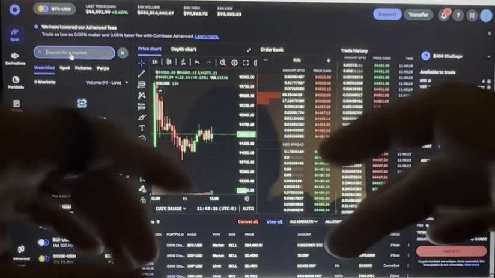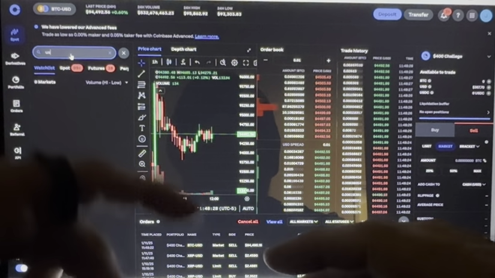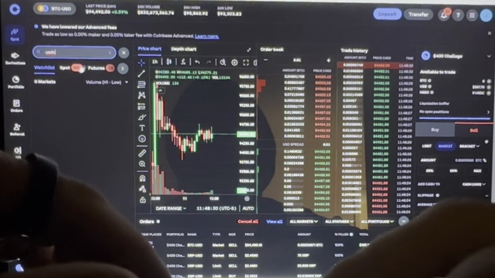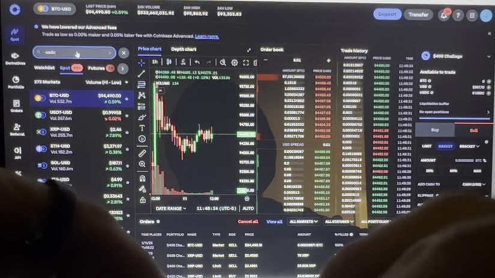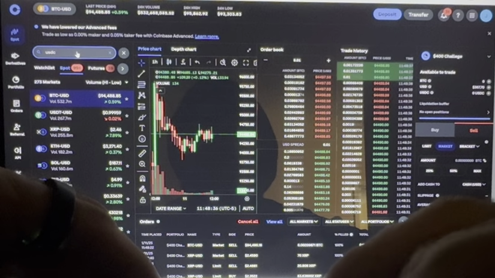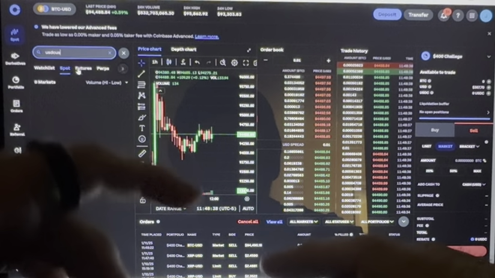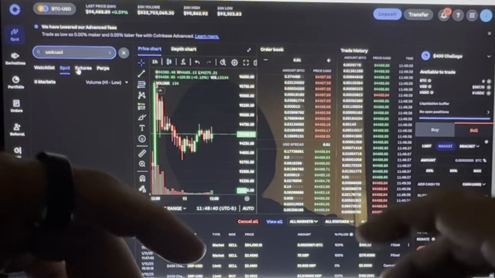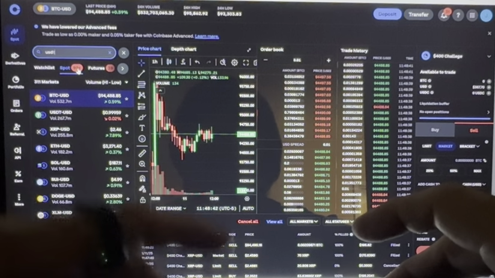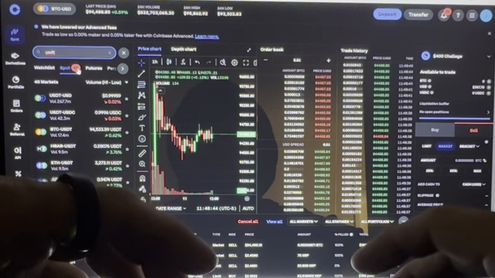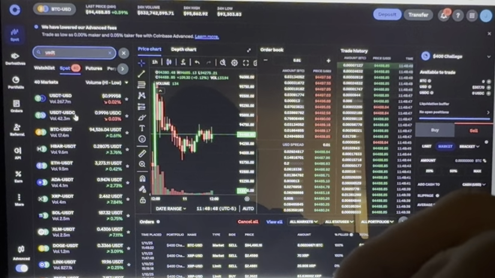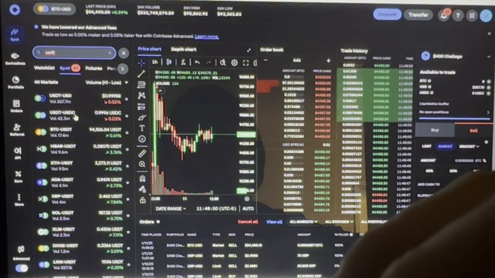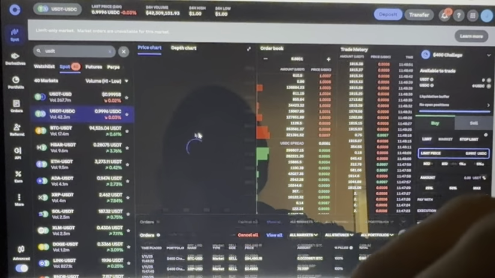Now let's look up USDC. Why is it not letting me do USDC? Well, maybe we switch that to T. Oh, you can't buy from USD. Oh, that's crazy. So I guess we're gonna change everything to USDT.